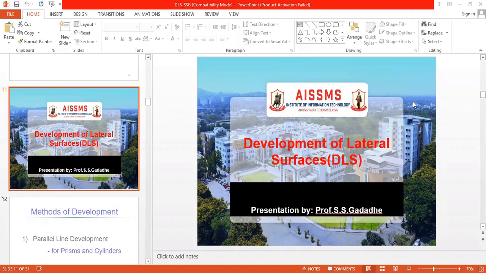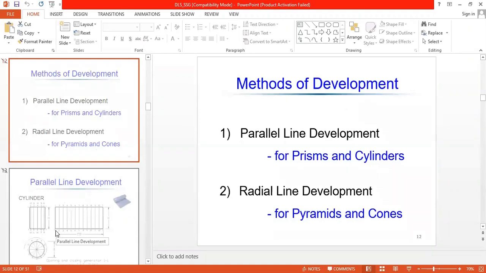In the earlier lecture, we have seen the basic development of some basic solids, as we open up the solids, that is prism and pyramid. So in this lecture, we'll see which are the types of development. There are two methods of development. First one is the parallel line method for the prism and cylinder, and second one is the radial line development for the pyramids and cones.